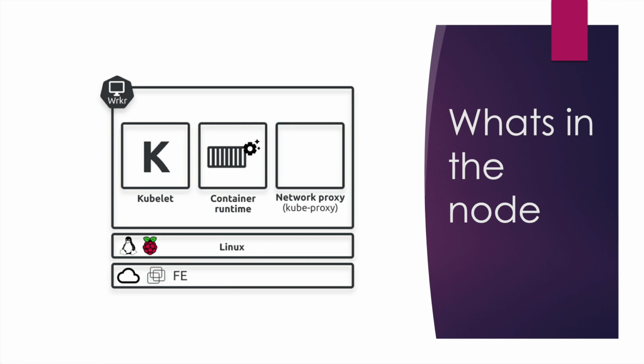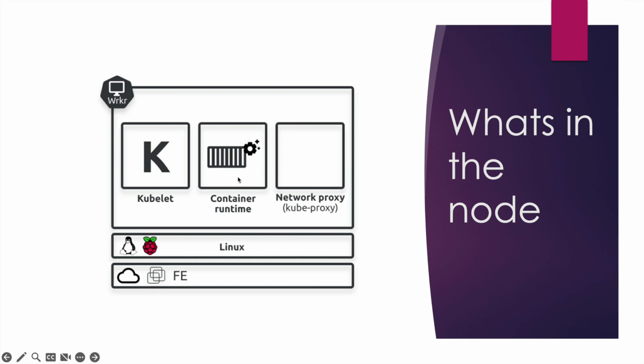So what's inside a node? A node has got 3 things basically. A kubelet. A kubelet is a piece of software by Kubernetes that handles the node being part of the cluster. So it registers the node with the cluster and says that this node is actually part of that cluster.